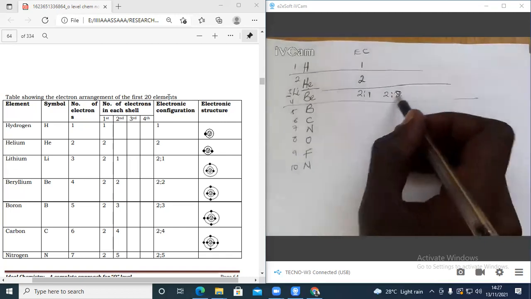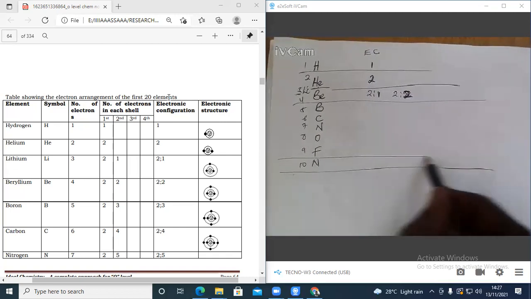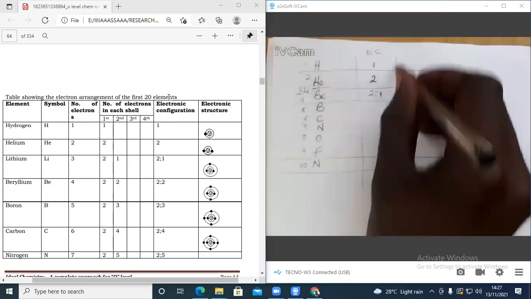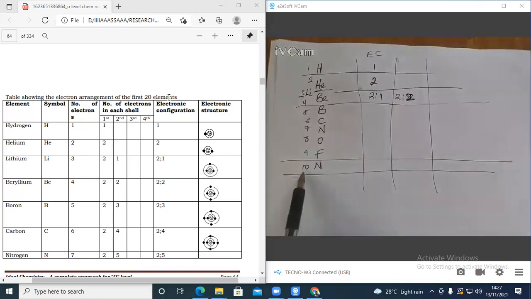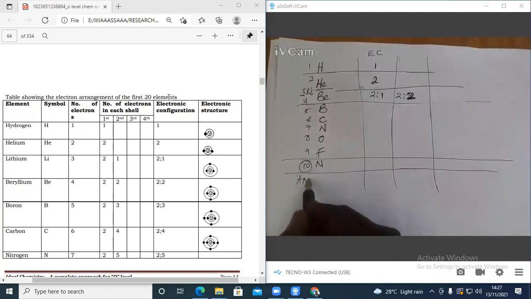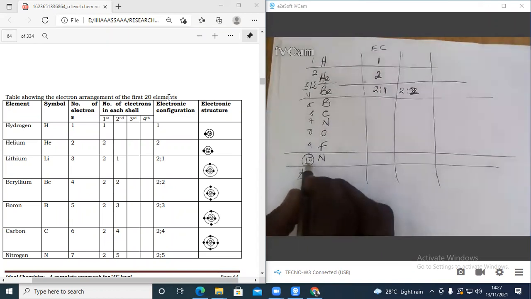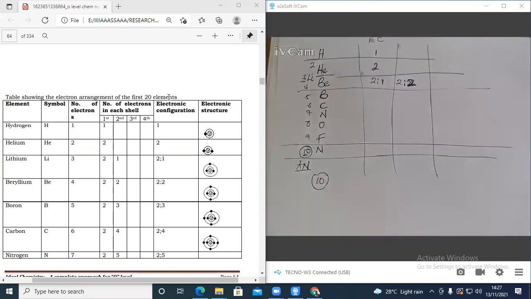If something has an atomic number 10, what is its electronic configuration? 5,5? Yes? You are serious? 2,8. If it has atomic number 10, how do you write its electronic configuration?